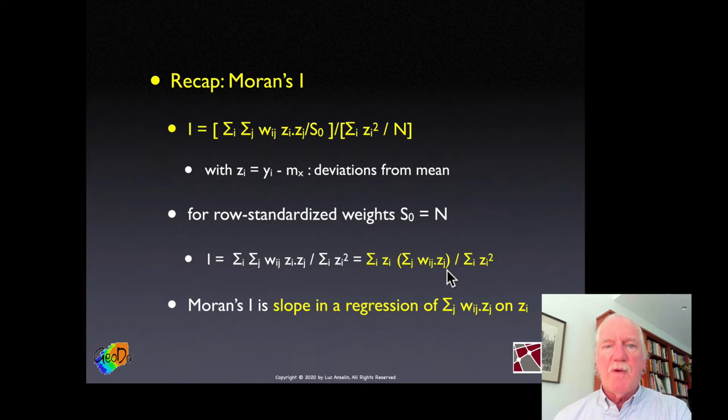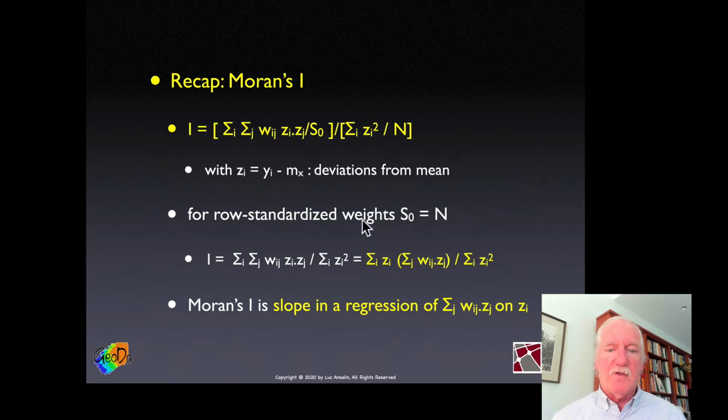And I alluded to this a little bit when we talked about spatial weights. This sum, or really a weighted average of the neighbors, we call a spatially lagged variable or a spatial lag variable. So in other words, the number that we get for Moran's I is the slope in a bivariate regression line of the variable at each location regressed upon its spatial lag, the average of the values at the neighboring locations.